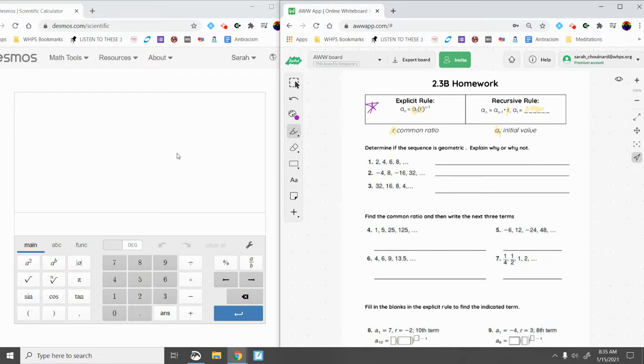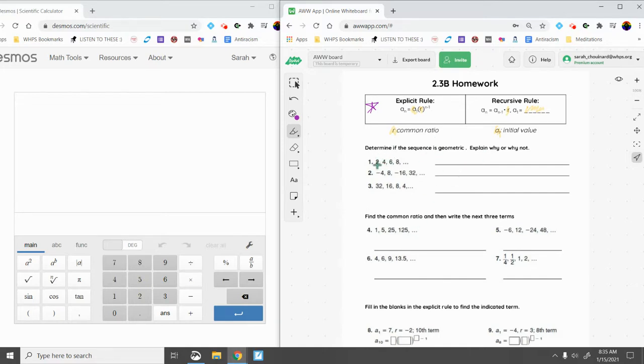And I have my calculator up here. You're going to want to have a calculator nearby when you're doing these problems because it's often helpful to find the common ratio by using a calculator. So they want me to first determine if the sequences are geometric. So that means I'm looking to see, is there a common ratio? How do I get from one term to the next? What is the pattern? And if it's multiplication, then the sequence is geometric.